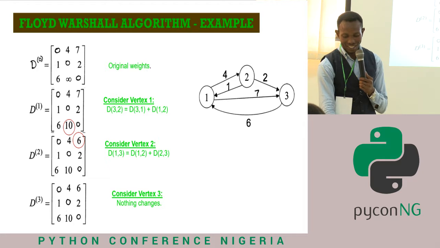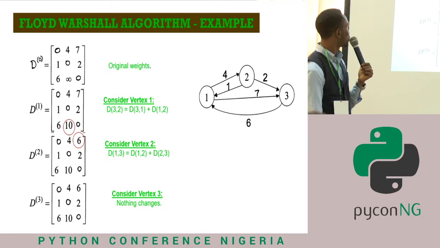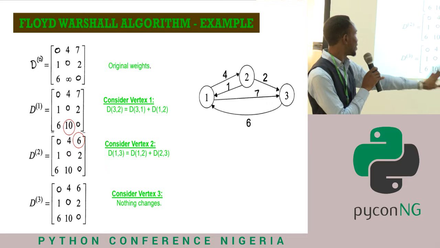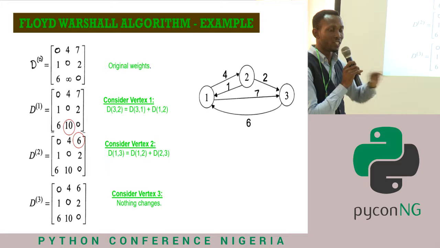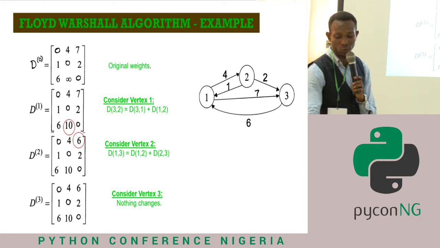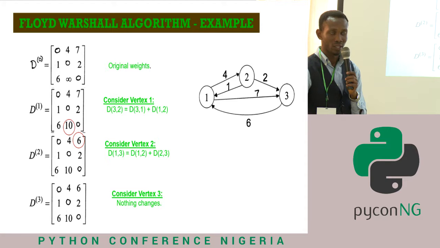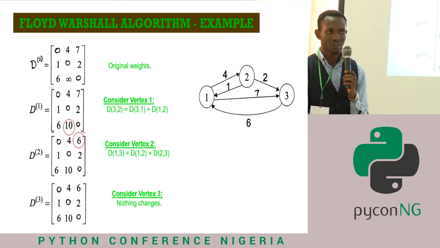Now the last one. After going through everything, finally no changes are being made. Then it outputs this to us as our shortest path. It finds the shortest path not just from 1 to 2, but it finds the shortest path from 1 to 2 and 3, and from 2 to 1 and 3, and from 3 to 1 and 2.